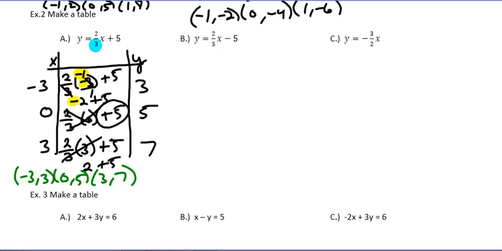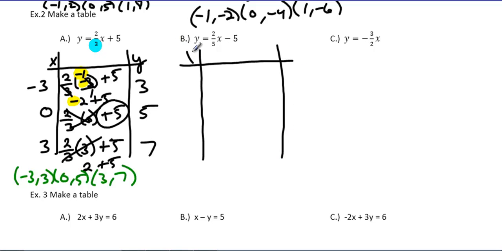Alright, let's move on to B. Again, same situation here. I'm asked to make a table. And I see that fraction. So once again, I'm going to make a wise decision here. Instead of doing negative 1, 0, 1, I'm going to look at the denominator of that fraction. Okay, and I am going to choose negative 5, 0, and 5. Once again, I'm taking what the denominator is, and I'm going to make it negative and positive.